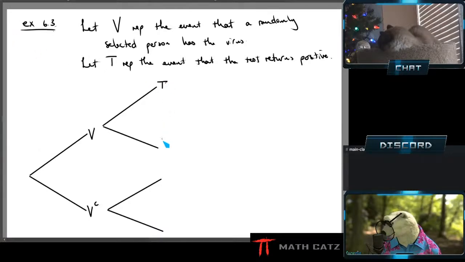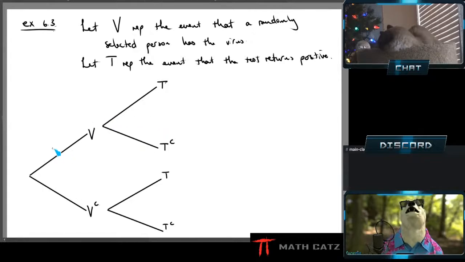Now, I don't want to use a P for positive because P is for probability. So T or not T, T or not T. Okay, that's how we're going to do it. And we're always going to do it this way, always. Because I don't know anything about the test until I give it a person that has the virus or not. I can't tell what the probabilities are, so it has to be this way.